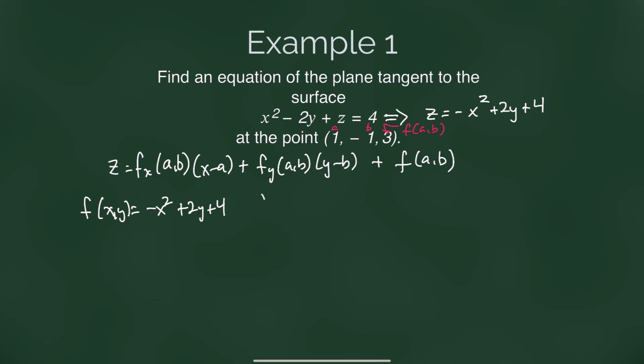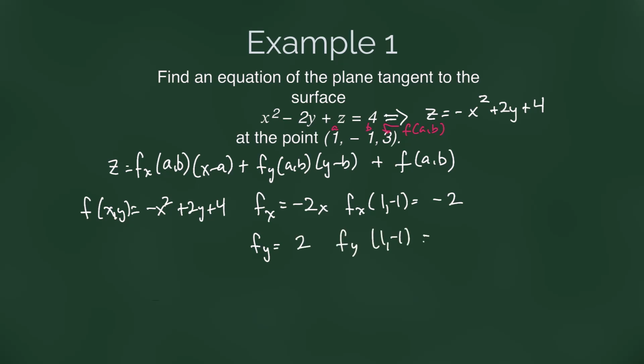So we'll find our partial with respect to x. The partial with respect to x is negative 2x. And if we evaluate that at (1, negative 1), we get negative 2. And our partial with respect to y is 2. So that evaluated at the point (1, negative 1) is still 2. And then we know that f of (1, negative 1) is 3 because that's the z-coordinate of the point.